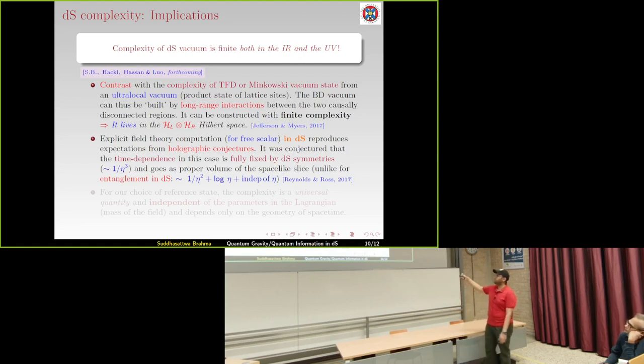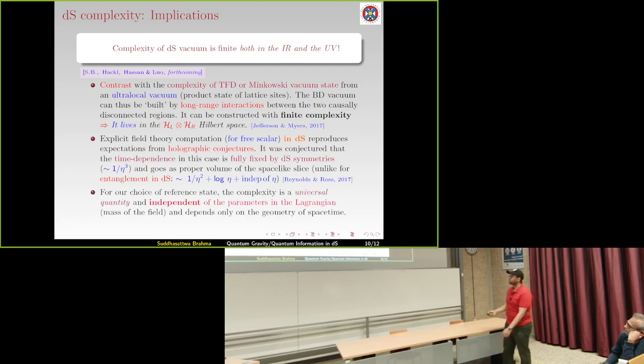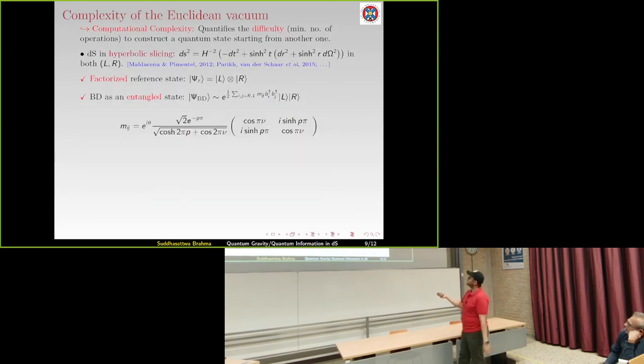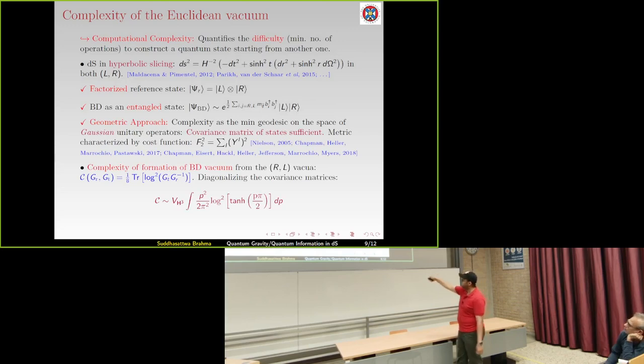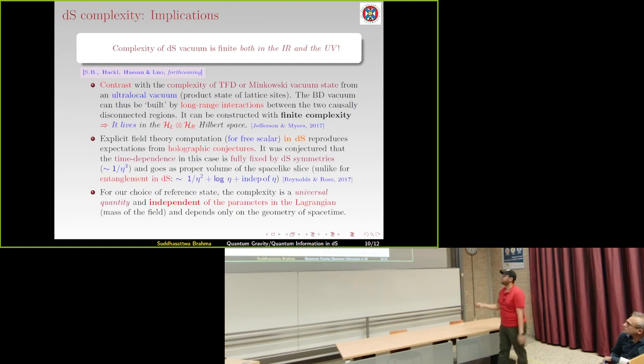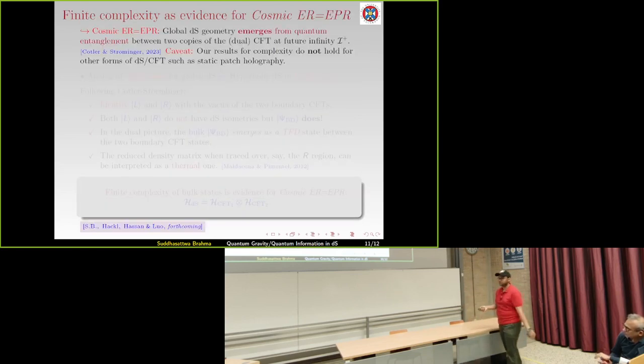This free scalar restriction is important because, as I said, if you go to non-Gaussian states, we don't know how to compute complexity. And for our choice of reference state, the complexity seems to be a universal quantity. This is not something that I emphasized here, but if you look at this transformation, it depends on the momentum as well as this nu, which depends on the mass of the scalar field. But in the complexity, the nu just falls out. I don't know why that happens, but it seems that it's a universal quantity and it's independent of the parameters in the Lagrangian. It depends on the geometry of space-time, on the Hubble parameter, but it doesn't depend on the parameters of the scalar field Lagrangian.